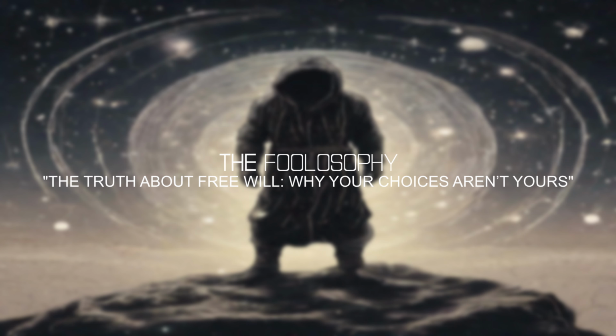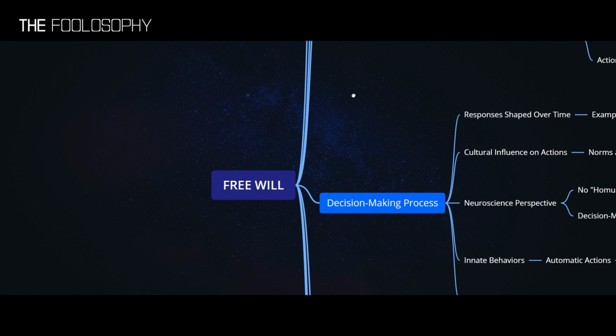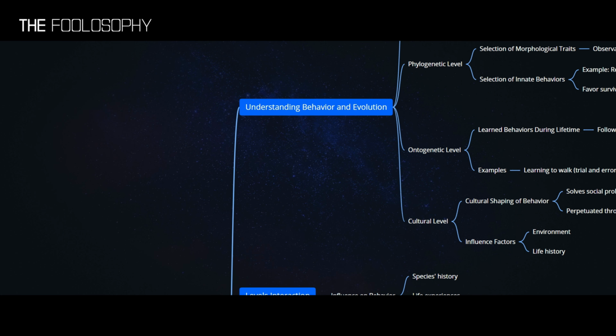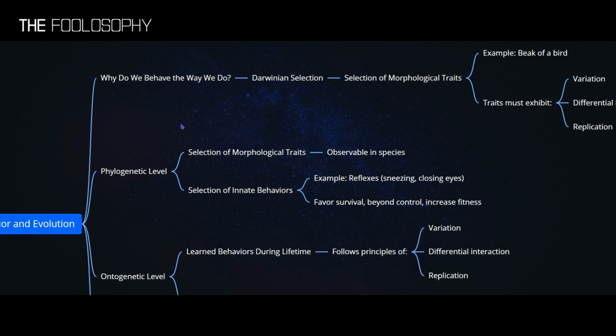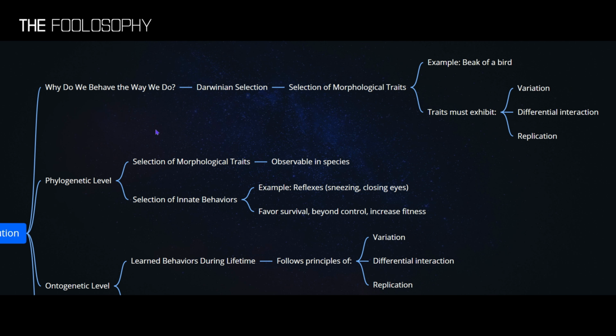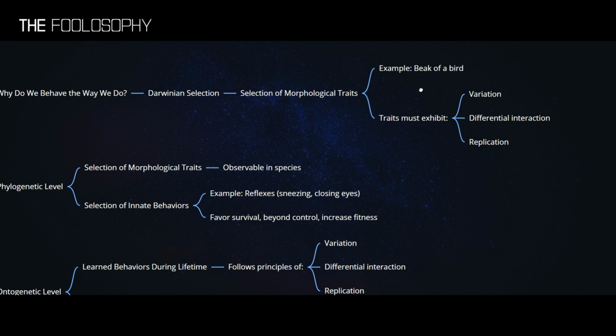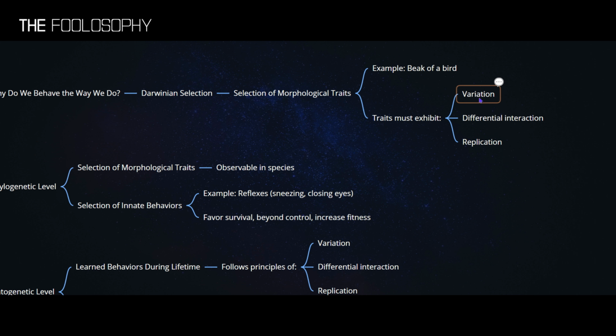To grasp where the idea that we lack free will comes from, we must first understand behavior and its evolution. Why do we behave the way we do? When discussing Darwinian selection, we mainly refer to the selection of morphological traits, like the beak of a bird. Different beak shapes benefit birds in specific environments.